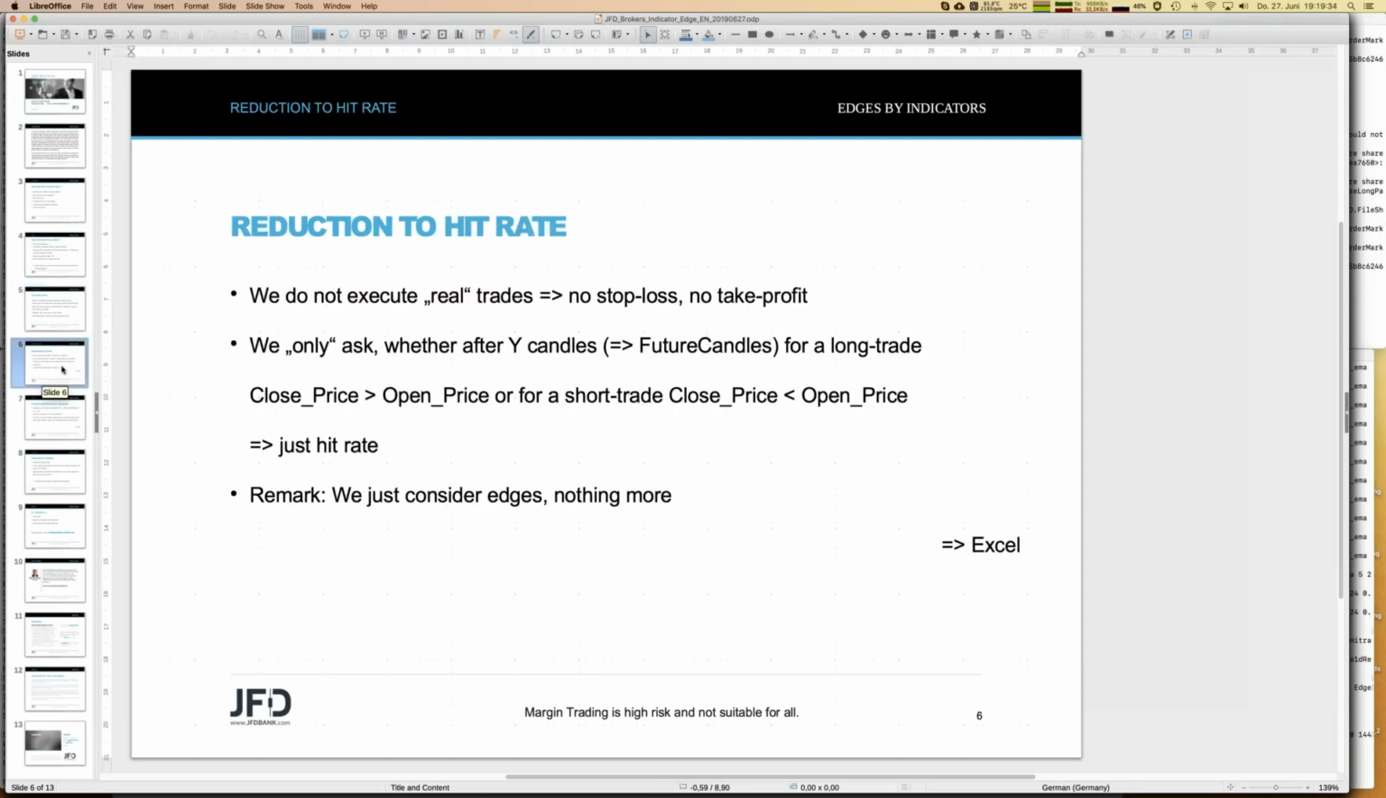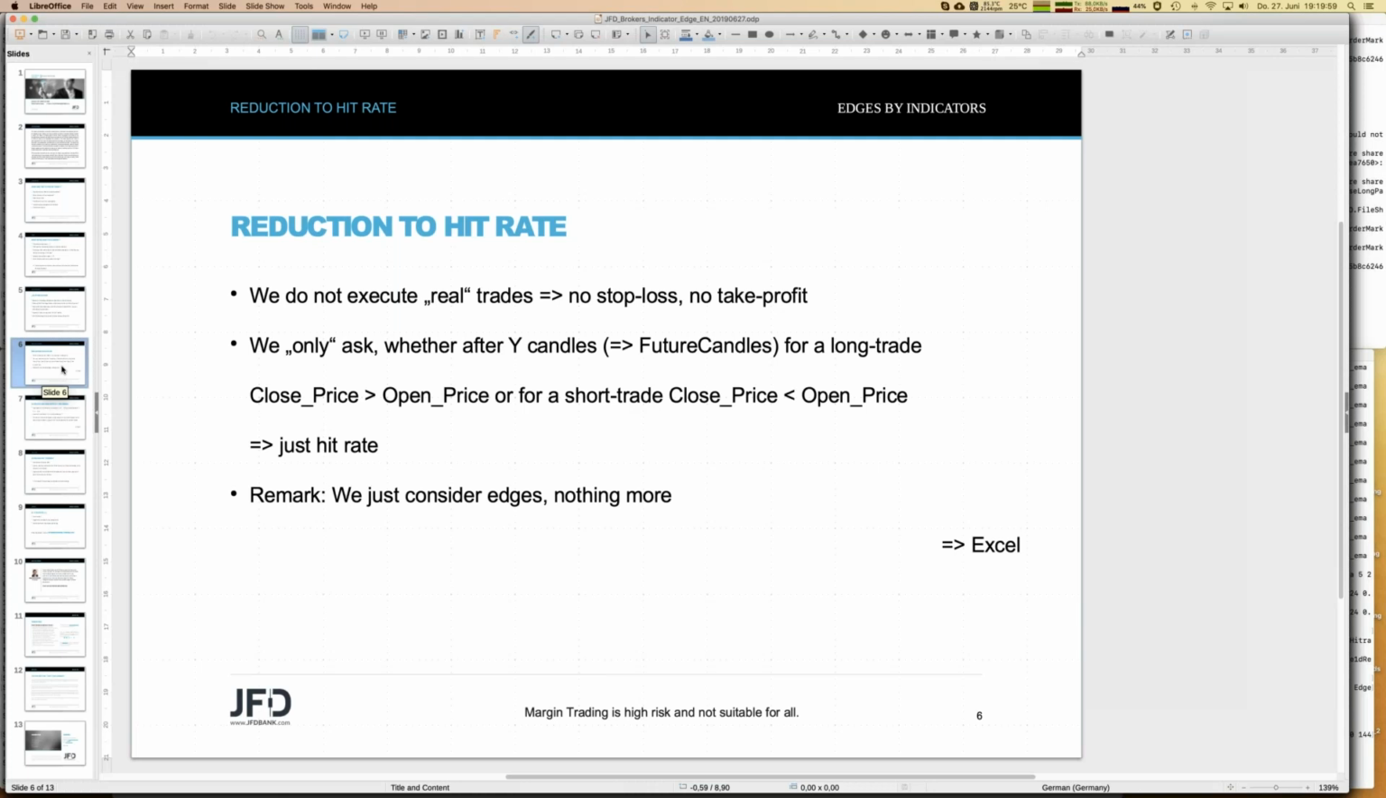And finally, as I mentioned already a little bit, we will not execute any real trades. Real trades, of course not, and we will not even simulate those trades like in other Excel sheets. No, our kind of investigation works as follows. We have no stop loss, no take profit. So therefore we have no real trades.